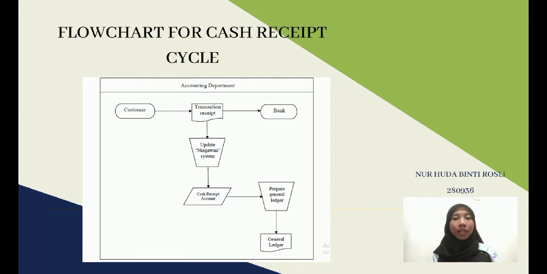Now for the flow chart, the customer will send their transaction receipt to the accounting department. Then the payment will be updated in the cash receipt account which is located in Niagawan system. After that, the clerk will then prepare the general ledger, and at the end will come out with the completed general ledger.